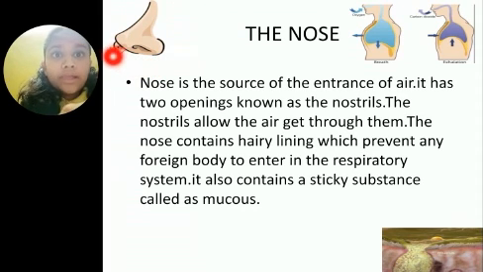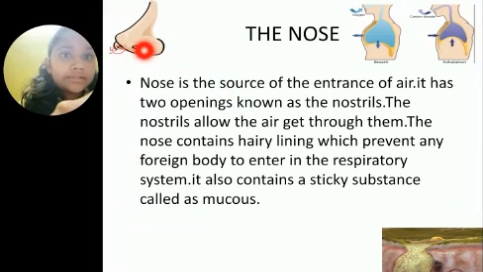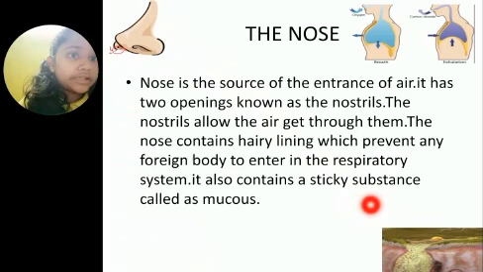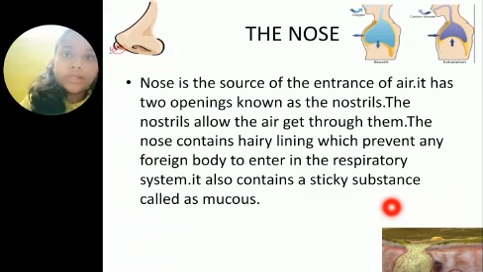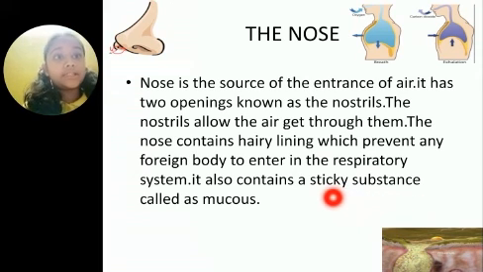Air comes in and goes out through these nostrils, and inside these nostrils comes the mucus. This sticky substance over here is known as the mucus. Over here the yellow colored fluid is known as the mucus, which traps the insects and germs.